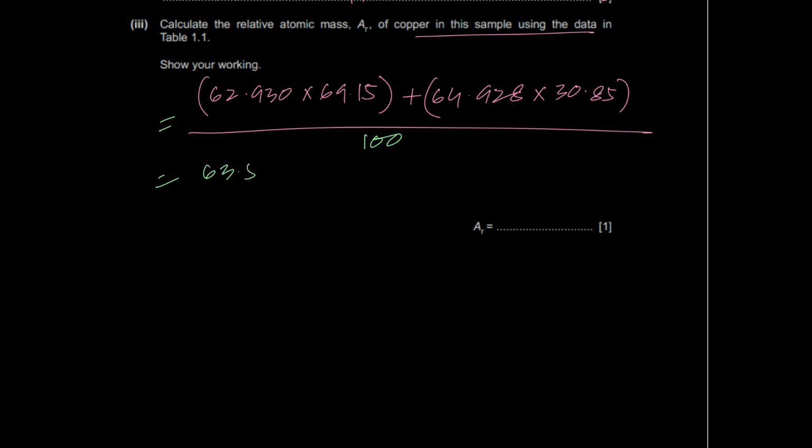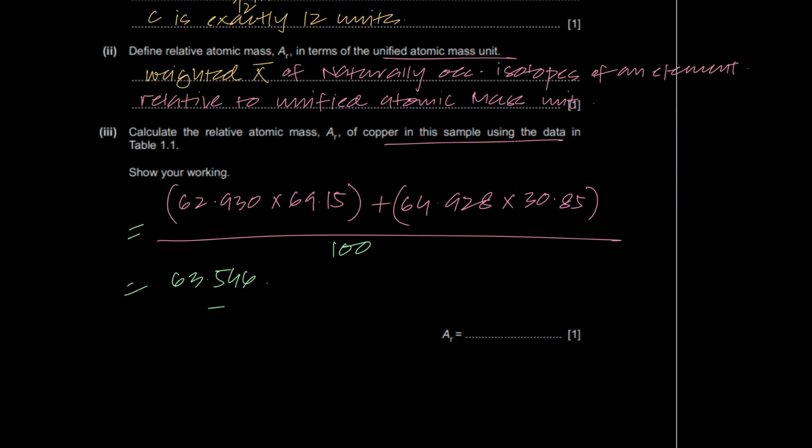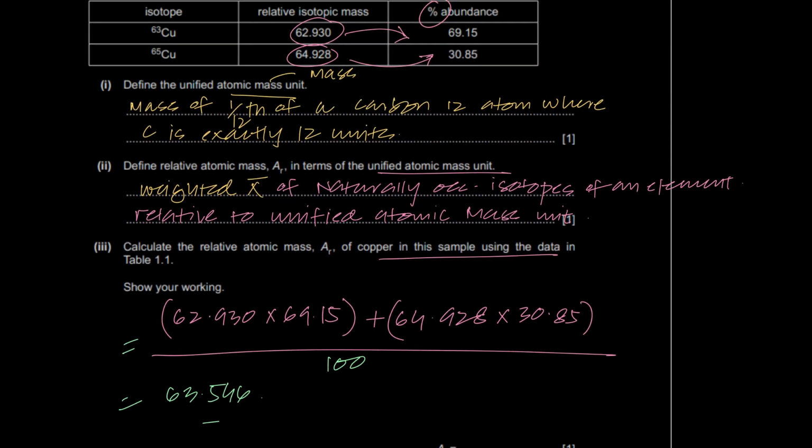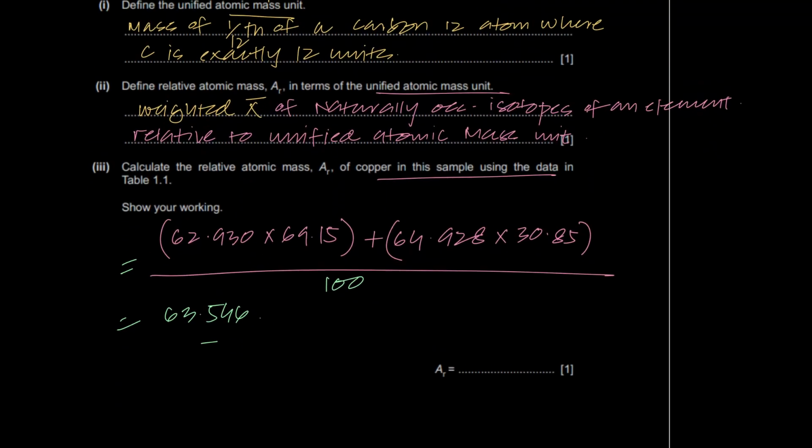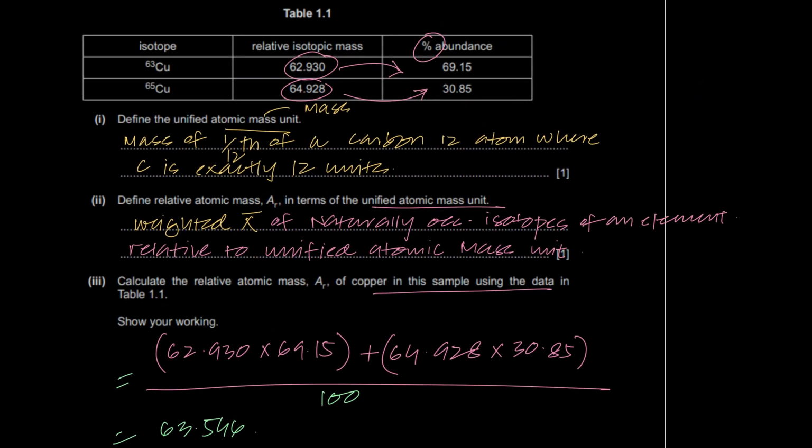63.564? 564 or 546? 546. Okay, thanks. And I'm not going to write it as 63.546, although I could, because the relative isotopic mass is also to 3 decimal places. But remember, always write your answer correct to the least decimal places or the least significant figures given in the question.